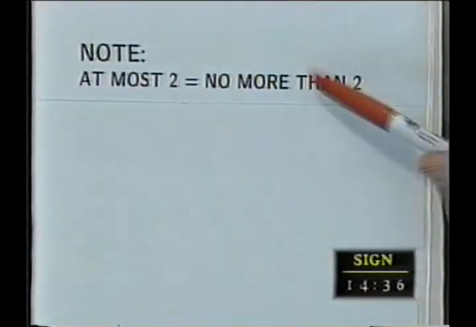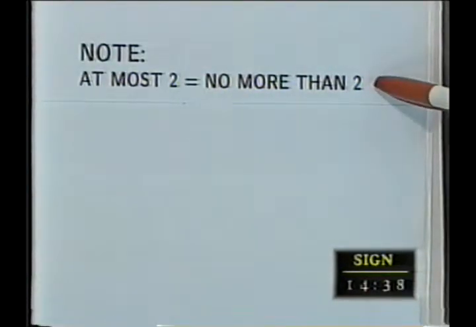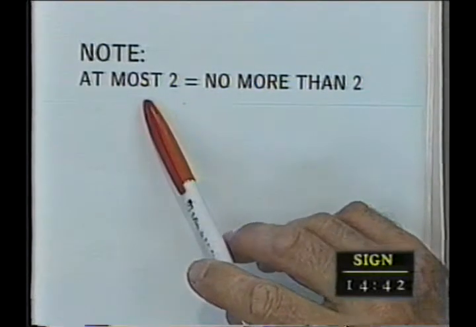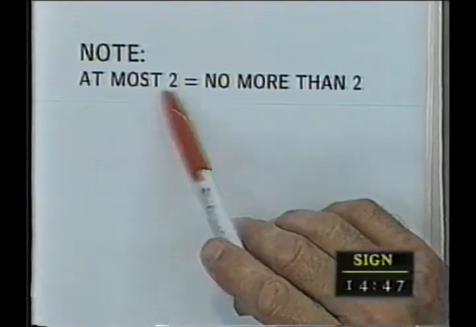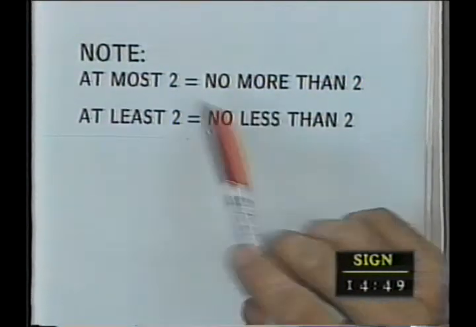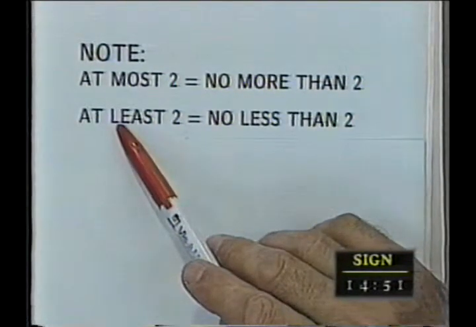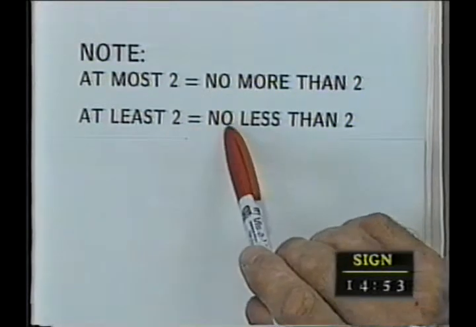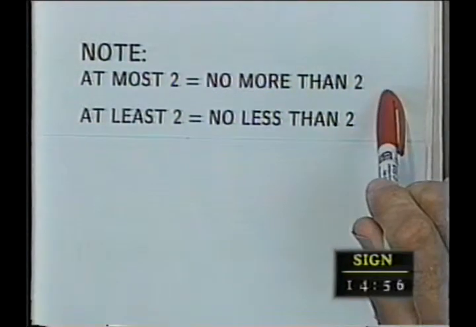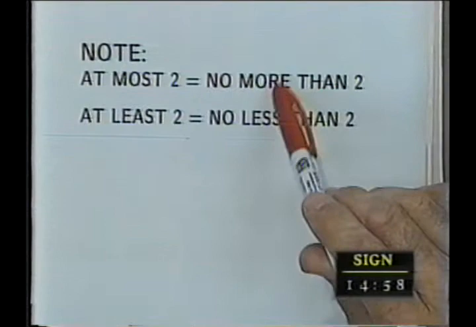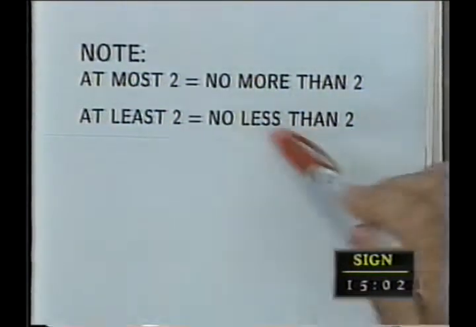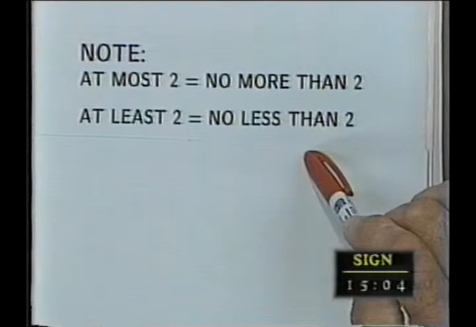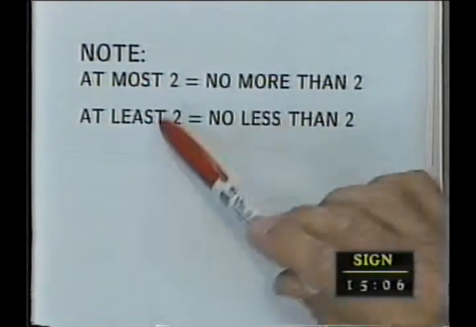Notice that at most 2 is the same as no more than 2. No more than 2 contains the same things that at most 2 contains. At most 2, no more than 2. Notice that at least 2 contains the same things as no less than 2. If you think about it, they become obvious. But I've noticed people get them wrong all the time, so I'm pointing this out very carefully for you.